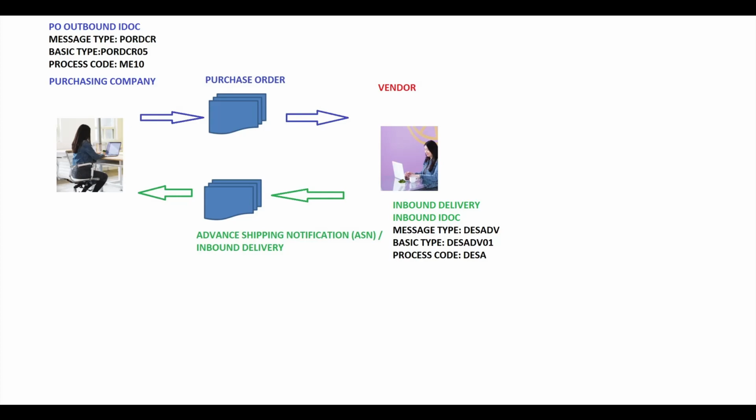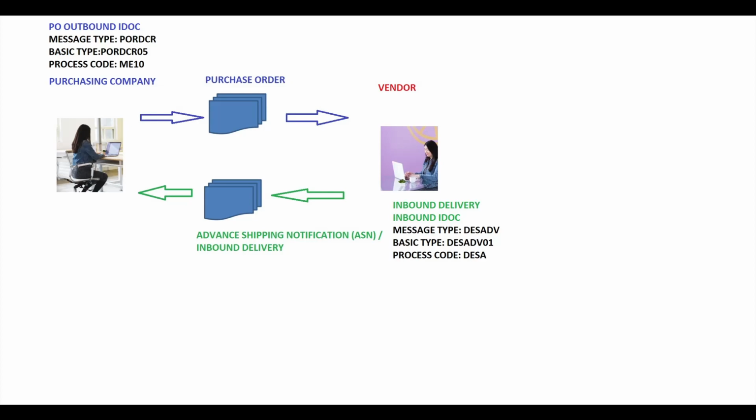So in this example, first of all, I'll create a purchase order. Then that purchase order goes to the vendor. Now the vendor is going to send the ASN, which we will receive in our SAP system as inbound delivery.